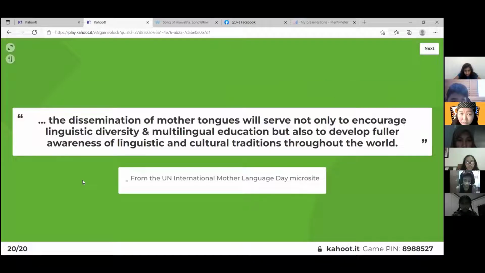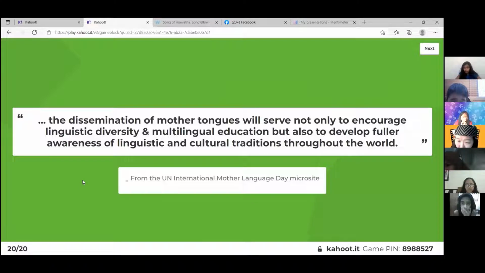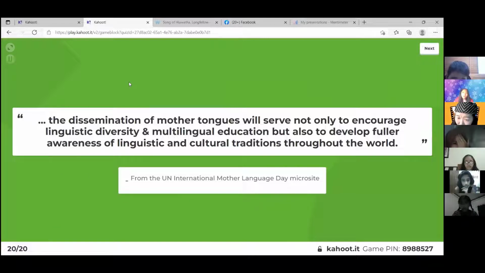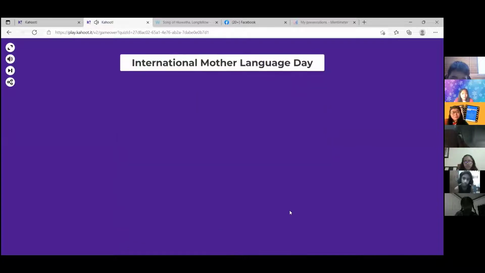So, and according to the United Nations, the dissemination of mother tongues will serve not only to encourage linguistic diversity and multilingual education, but also to develop fuller awareness of linguistic and cultural traditions throughout the world. So today we are going to learn some traditional cultural piece from the world. So here comes the podium.